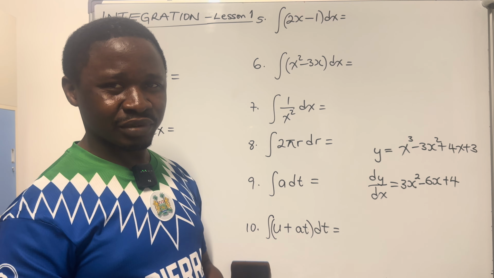Now, we want to integrate x. How do we integrate? Generally, if you have x to the power n and you want to integrate it, what do you do? You add 1 to the power. So we say x to the power n plus 1. You add 1 to the power. Then the new power you have, you bring down as the divisor, n plus 1. This is integration for you.